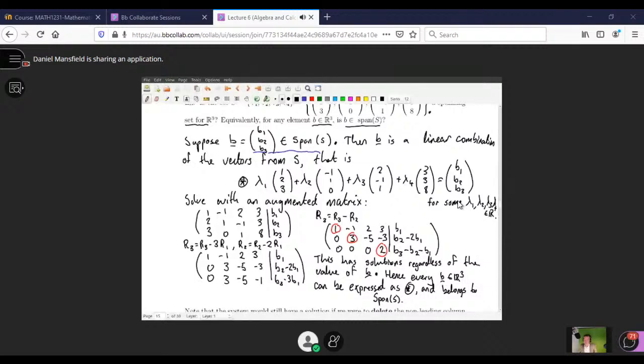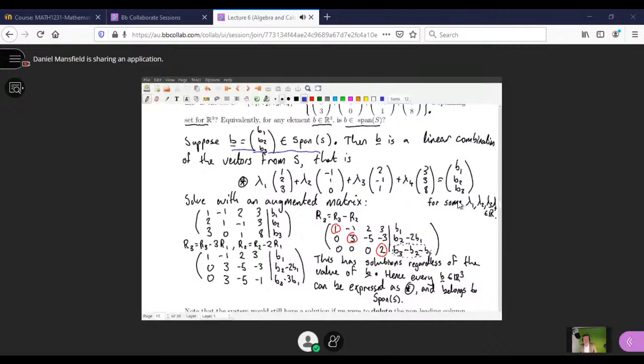What's the difference between the last question and this one? In the last question, we started off exactly the same way, by assuming that B was in the span. Then we solved an equation, and we knew this thing had to have solutions, but there had to be some conditions on this term over here. When we row reduced, we discovered that this thing had to be zero, and that introduced restrictions on B. Our assumption that B was in the span had consequences on the values of B.